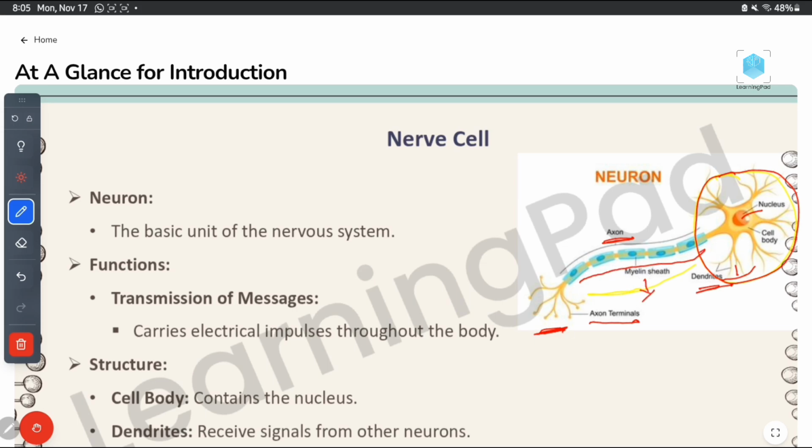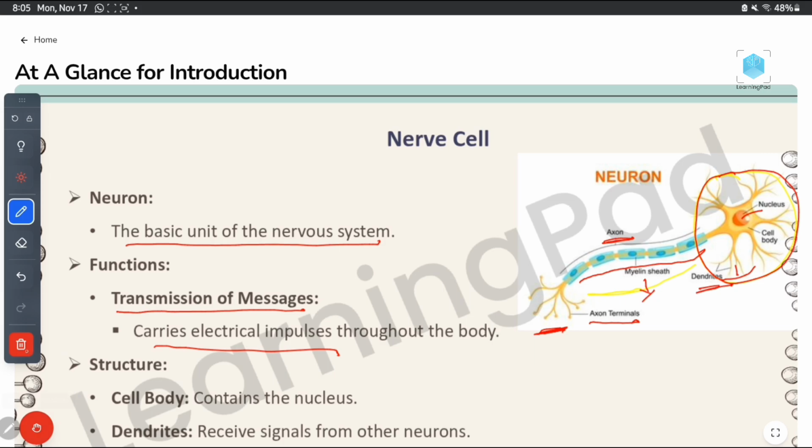Right. Now let us study what a neuron is, and what its function and its structure are. Here, the neuron is the basic unit of the nervous system. The function of a neuron is transmission of messages. The messages are in the form of electrical impulses.